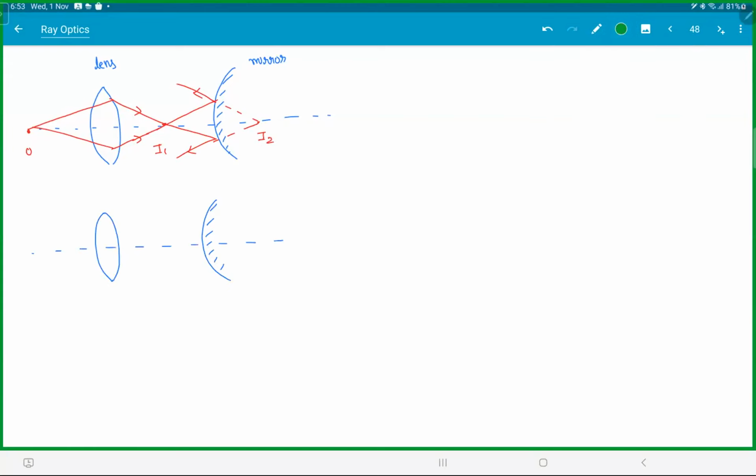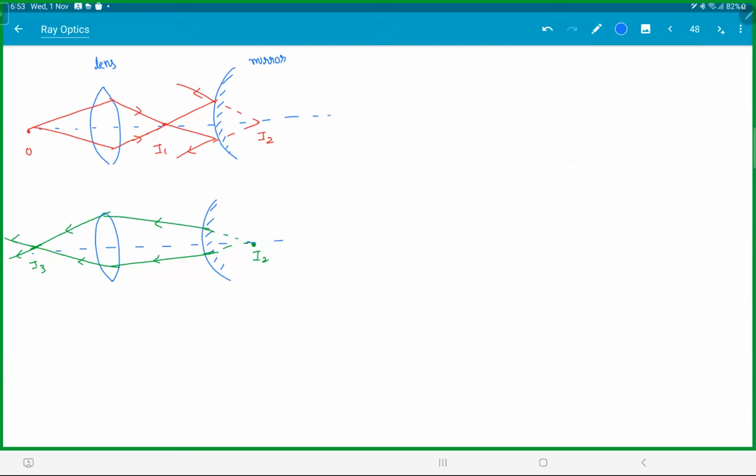After bouncing off from here, let's say this is I2. Rays will go like this. Again, they combine somewhere here. Let's call this I3, and the rays are gone. So always when you solve problems, you have to keep moving the rays till all reflections, all refractions, are done.